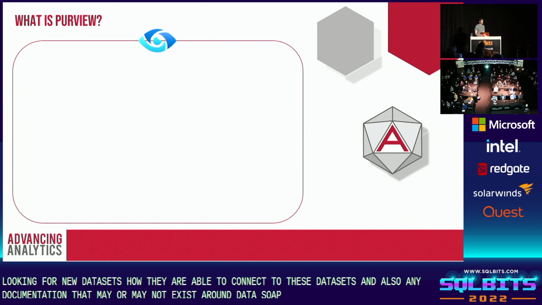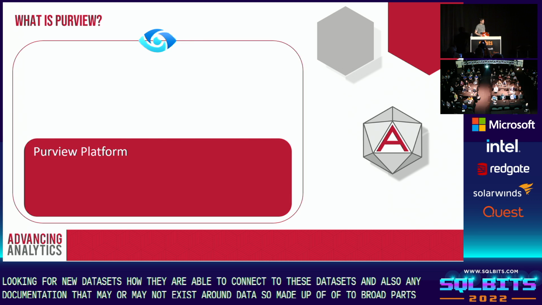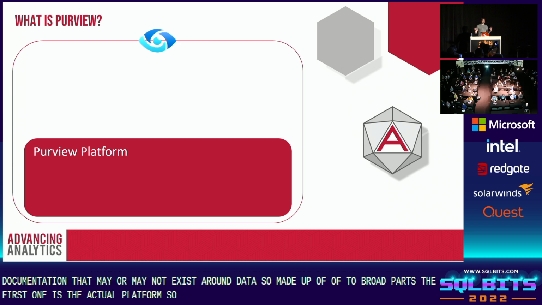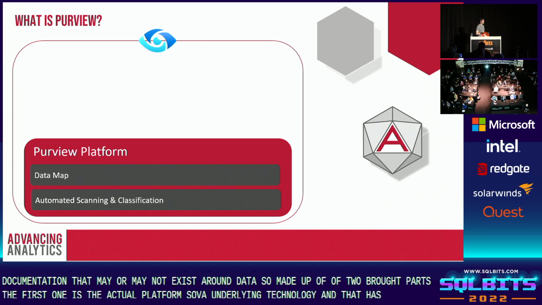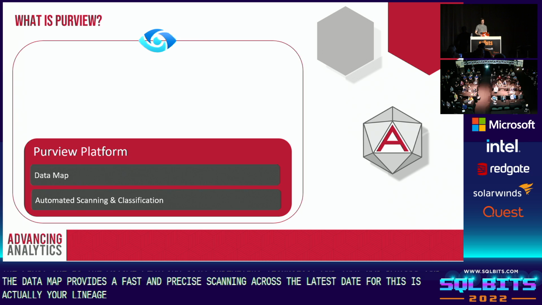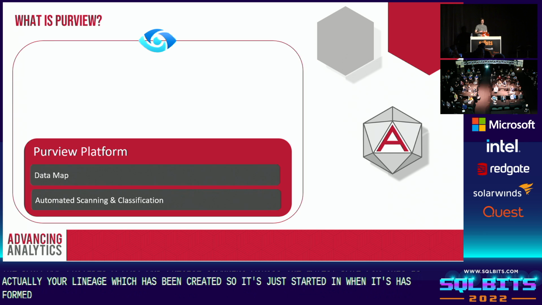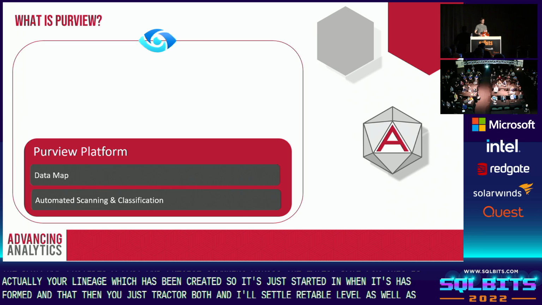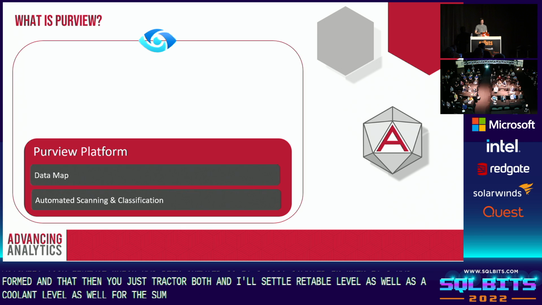So Purview is made up of two broad parts. The first one is the actual platform, the underlying technology. And that has a data map. And the data map provides a fast and precise scanning across the data estate. So this is actually your lineage, which is being created. So it's the lineage of where data is sourced, where it's targeted, and when it's transformed. And that lineage is tracked at both an asset or a table level, as well as a column level as well for some supported sources.